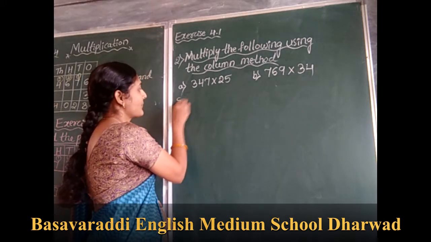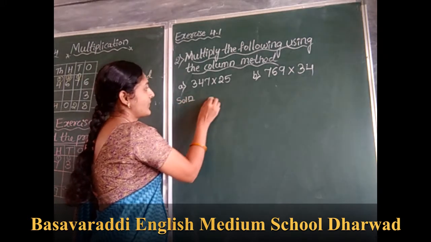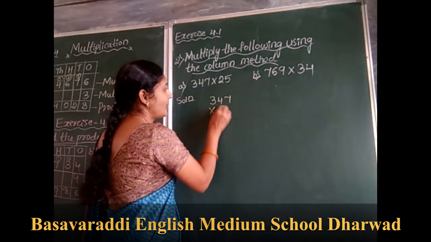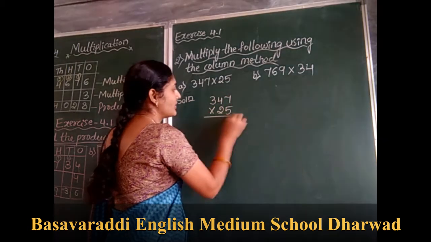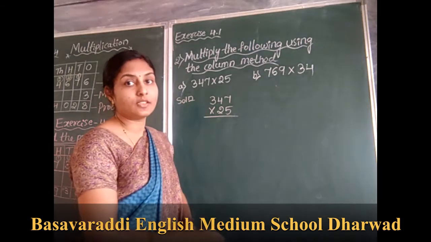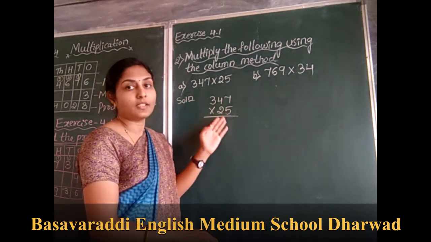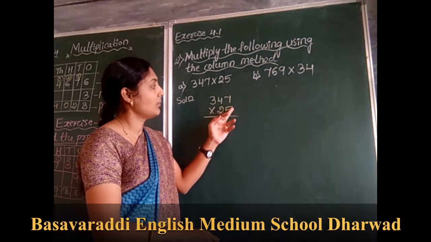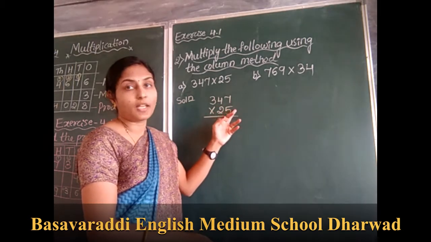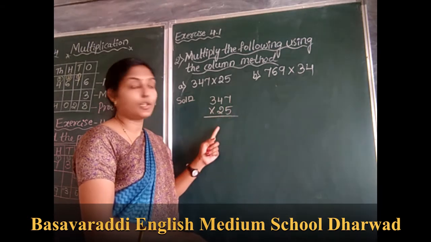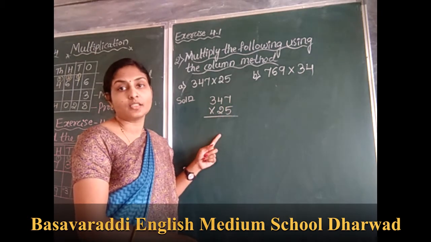So 347 into 25. We wrote the numbers one below the other. The multiplicand is placed above the multiplier. So this is the multiplier and this one is the multiplicand. So we have to find out the product.